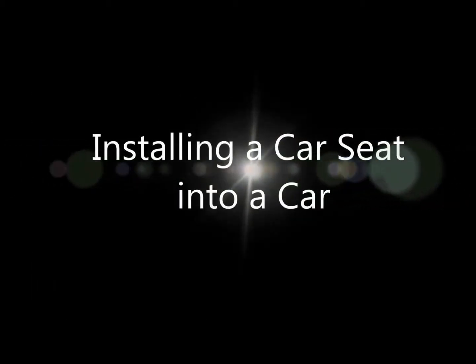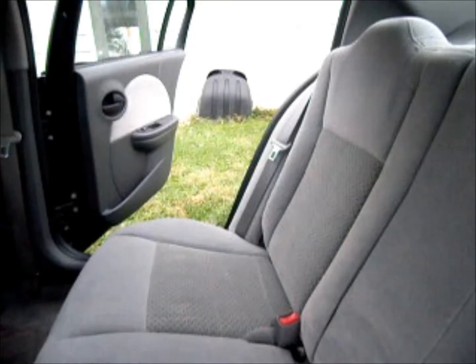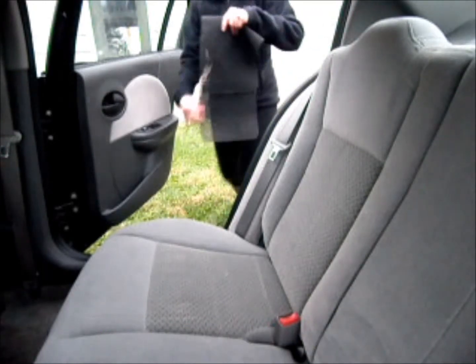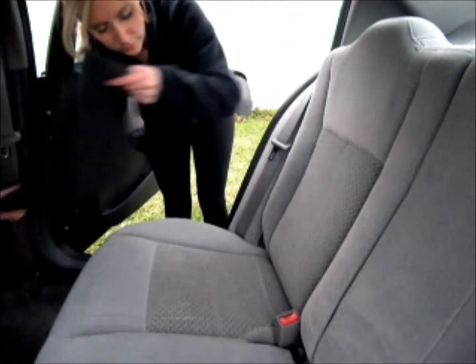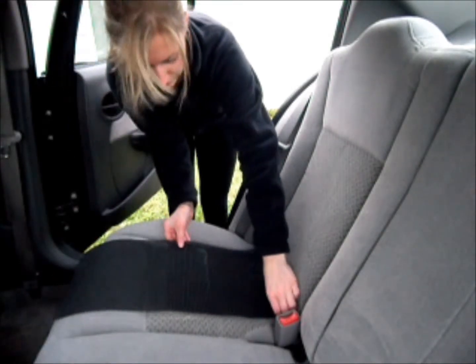Now that you know how important it is for your child to be in a car seat, we're actually going to show you how to put one in a vehicle. Step 1. Make sure the desired seat within the car is clean and empty. It may be beneficial to lay down a grippy material such as shelf liner to add extra traction under the seat. This is especially useful for leather seats.